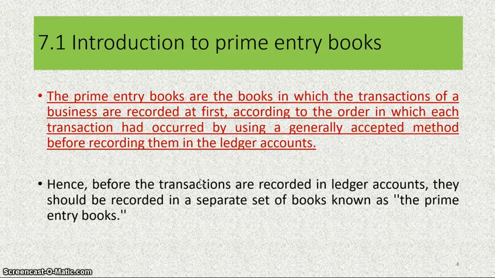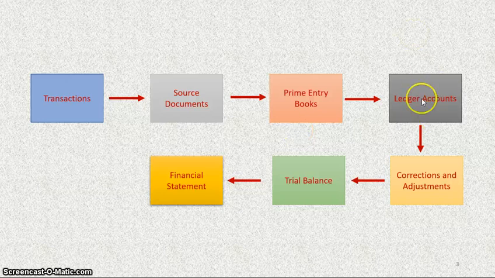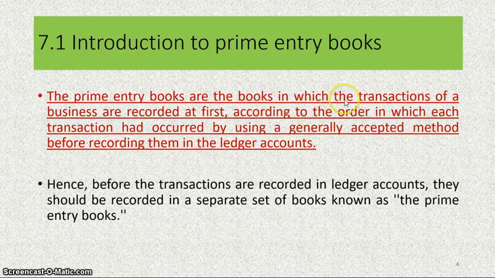So in simple terms, before recording the transactions on ledger accounts, you post them in the Primementary books, according to the order in which each transaction has occurred based on the dates. Hence, before the transactions are recorded in ledger accounts, they should be recorded in a separate set of books known as Primementary books. Okay.